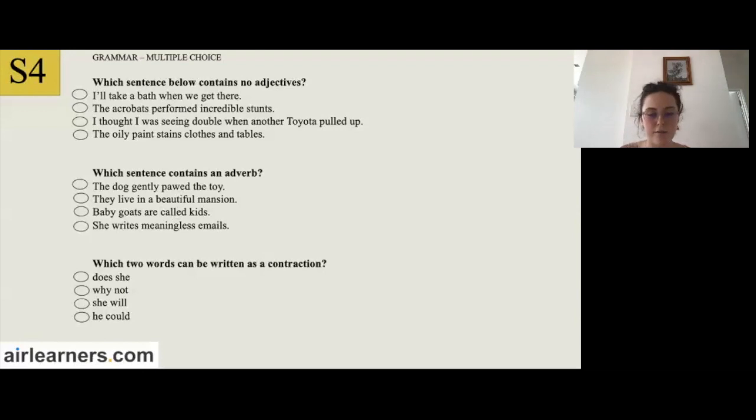Which two words can be written as a contraction? We'll flip over to the answer page for this one. So here it's actually described a bit more simply. We can see that these three are adjectives, as I said before. And we can see that the adverb here is acting on the adjective poured here in green. Which two words can be written as a contraction? Does she, why not, she will, or he could.